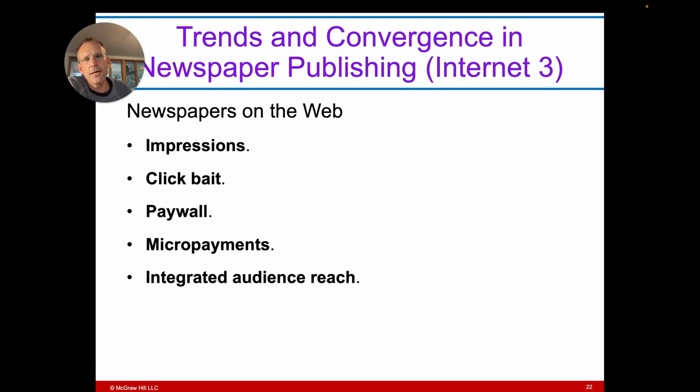Newspapers on the web, we can have whole discussions on impressions, how many eyes show up on the website or on certain articles. We know about clickbait, just having overly sensational headlines to get somebody to click and read through the stories. Paywalls, a lot of news organizations do have paywalls where either they don't let you read anything on the website, or maybe they let you read 3 stories a month and then they close off the rest until the month expires. Micropayments to pay just a little bit for what you want to read, and integrated audience reach. All of those things factor in on what they are trying to do to build a sustainable model for their online publications.